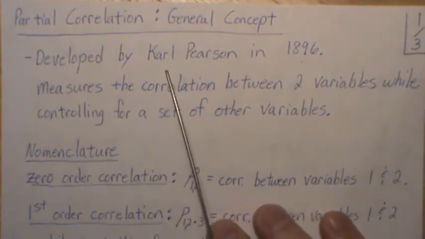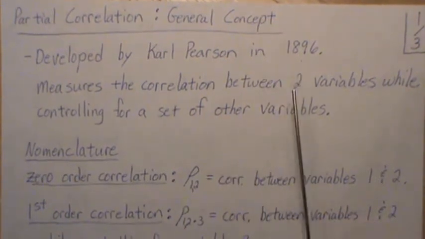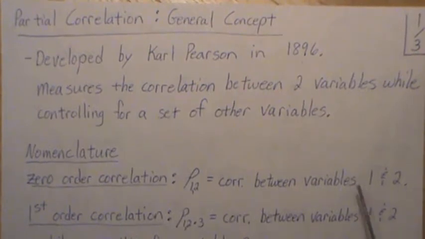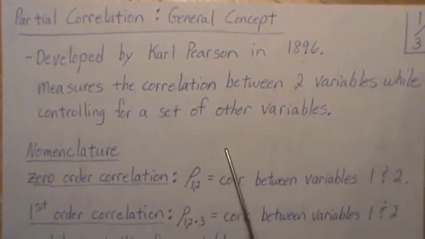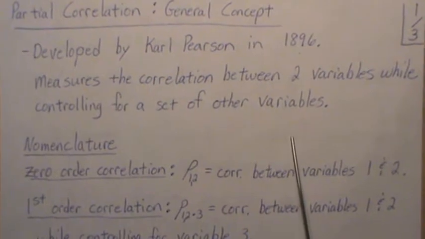Now, it was developed by Karl Pearson in 1896, and it measures the correlation between two variables while controlling for a set of other variables.